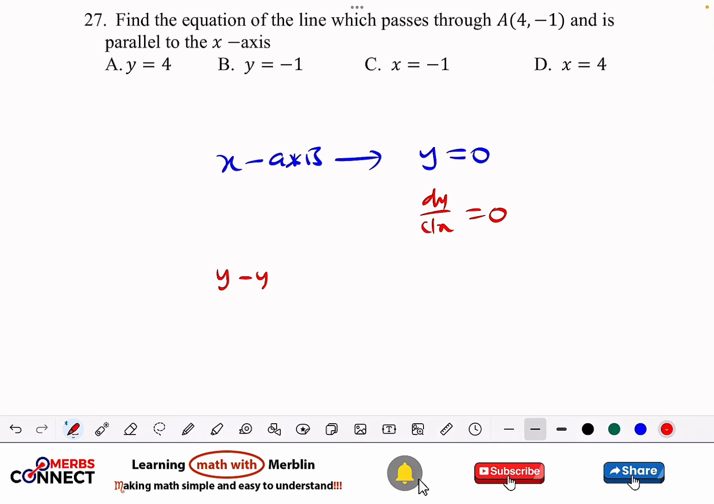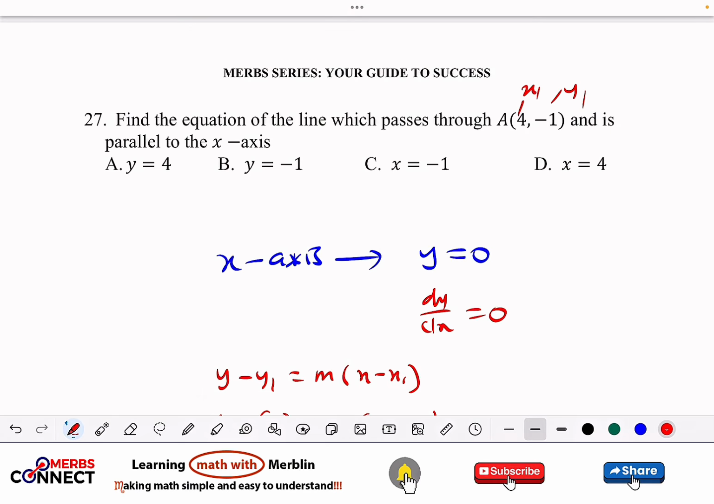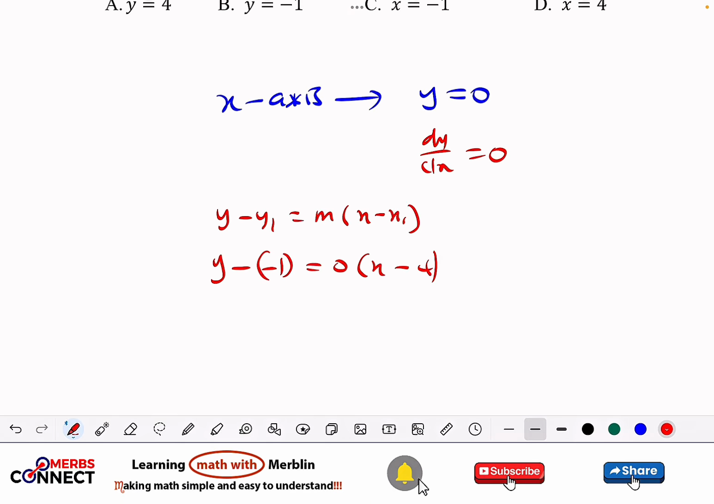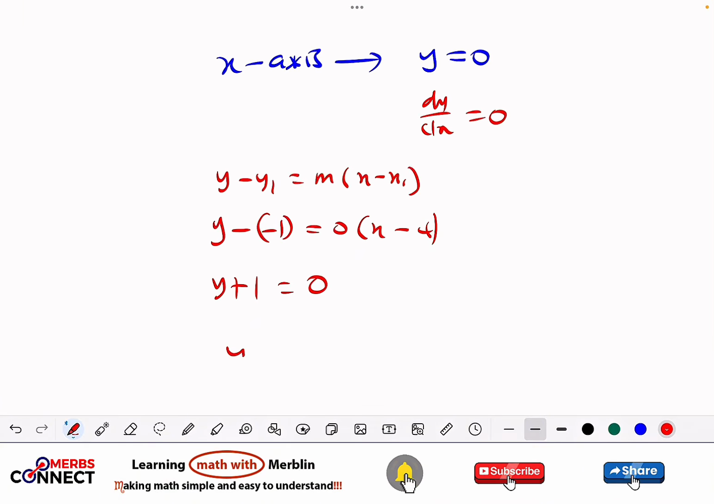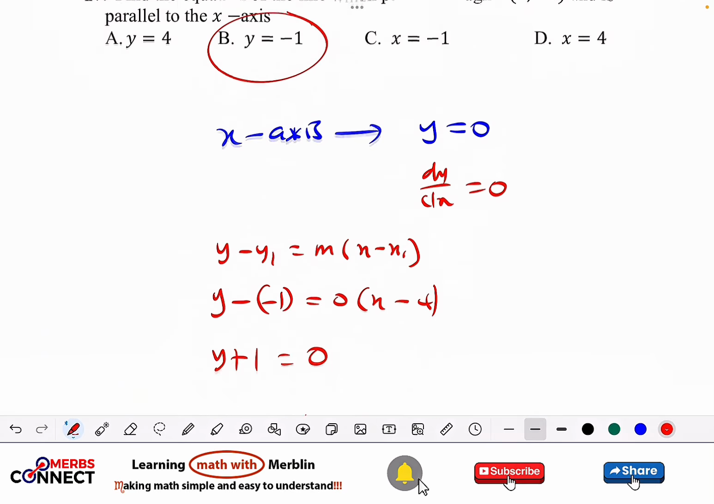So the equation of the line is y minus y1 equals m times (x minus x1). So this is y minus 1 equals 0 times (x minus 4). So this is x1, this is y1. Good. And this will be y plus 1 equals 0, and y should be equal to minus 1, which is also here. So that's how we can do it.